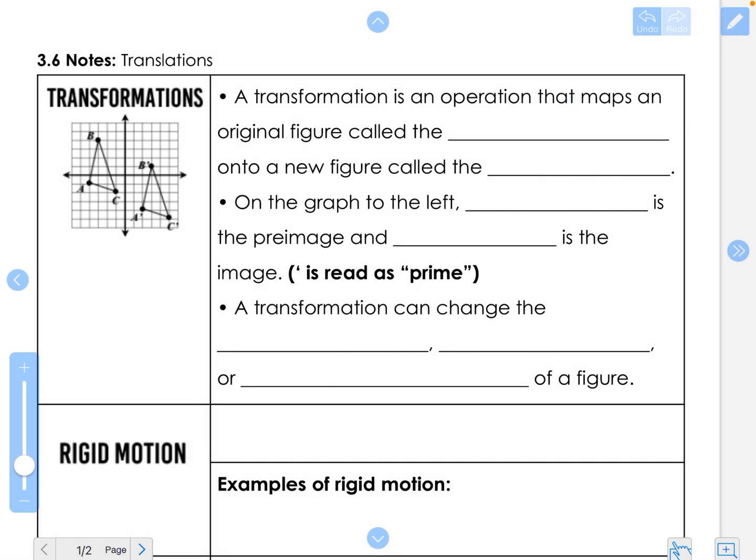Welcome to Coach Taylor's Class Notes, and today we're going to be looking at 3.6 notes and start our transformations notes, specifically looking at translations.